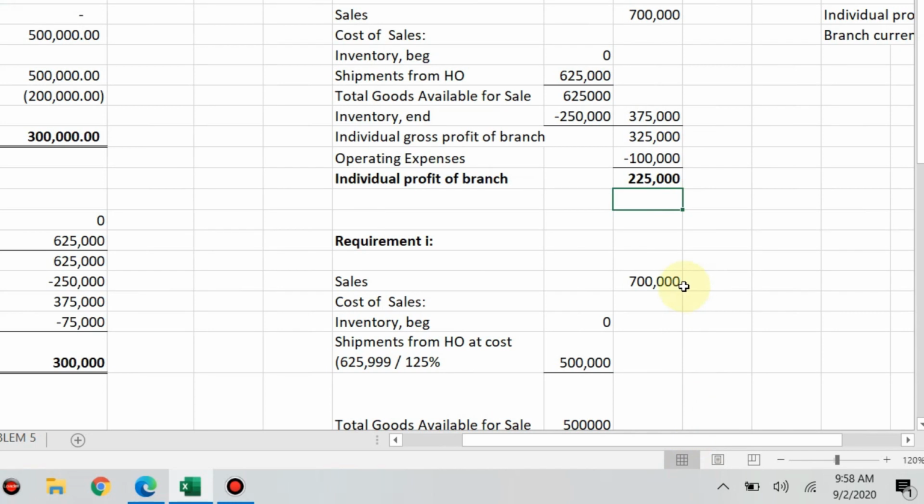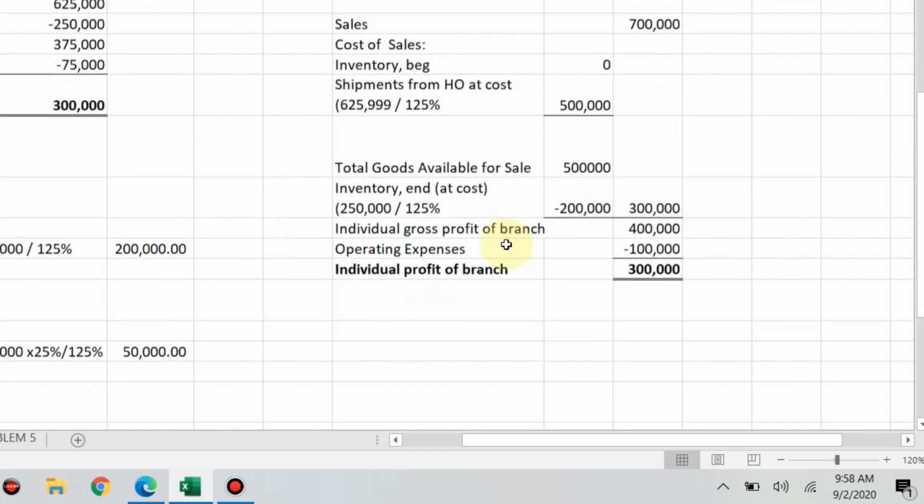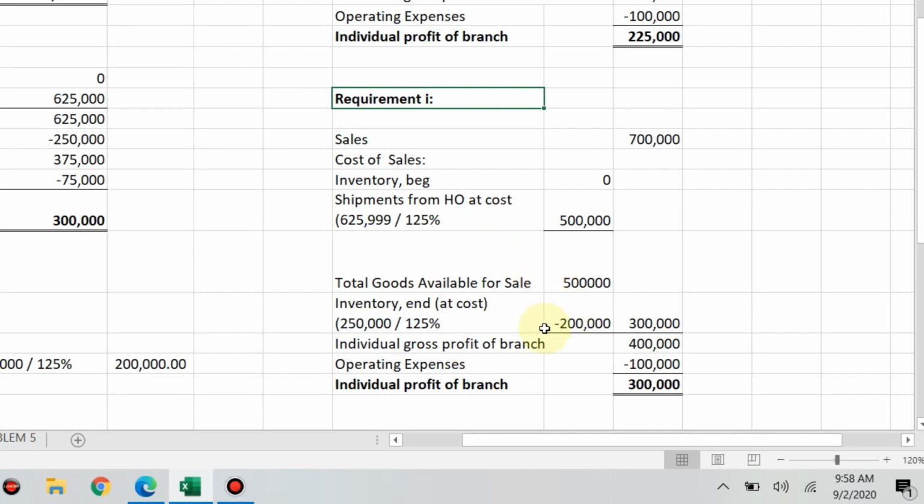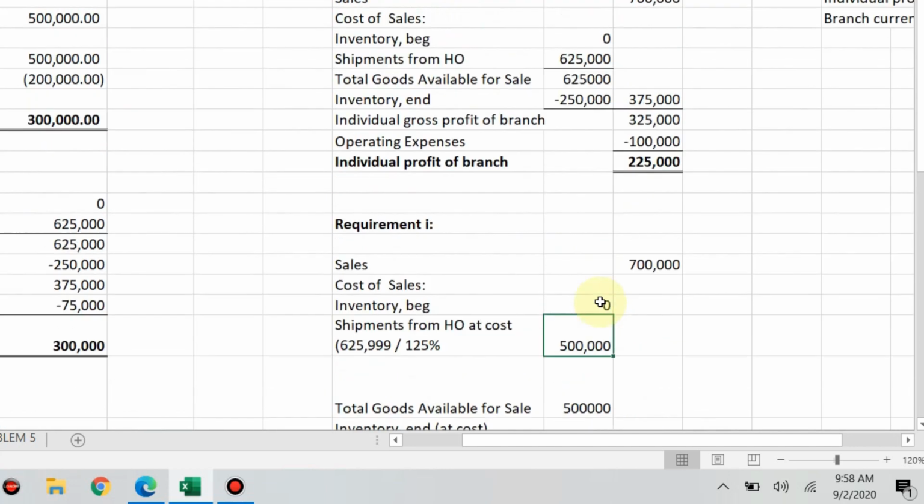Next, sa requirement I is true profit of the branch. Okay, there are two ways to do this. Dun muna tayo sa una, yung mahaba. You have sales of 700,000, zero. Shipments from HO at cost. Okay, so deduct natin.